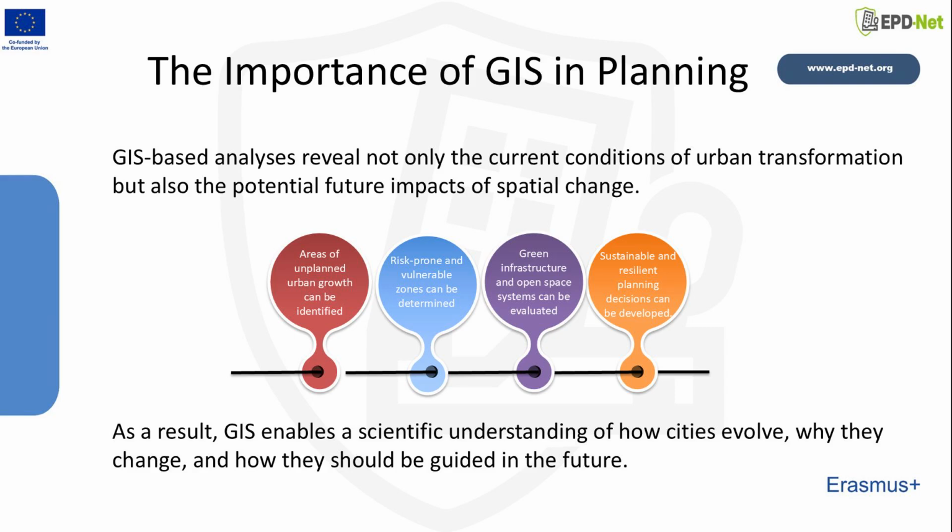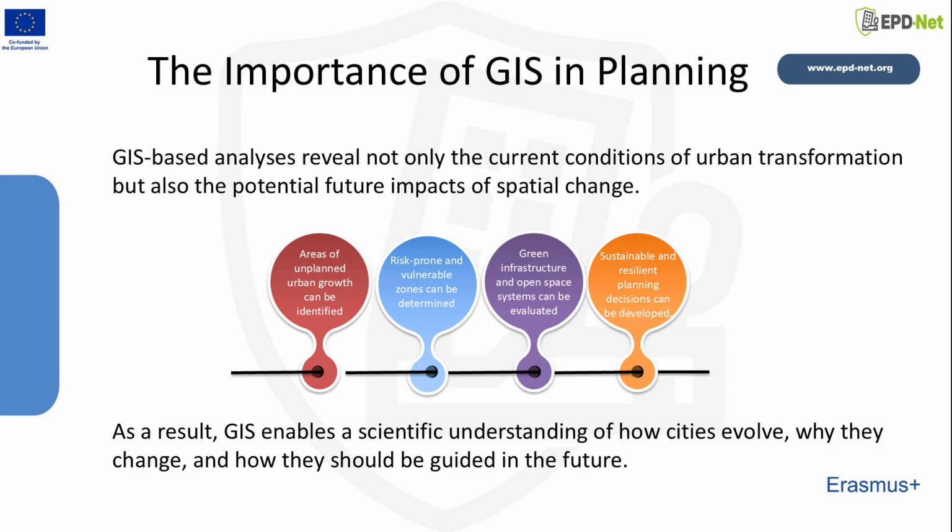GIS-based analyses go beyond merely describing existing spatial conditions. They enable a deeper understanding of how cities evolve over time, the dynamics that shape urban transformation, and how future changes can be managed more effectively. In this sense, GIS transforms planning from a static exercise into a dynamic process that integrates spatial and temporal dimensions.